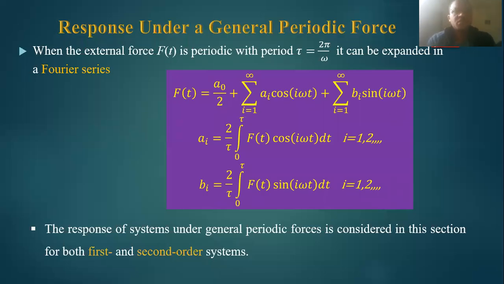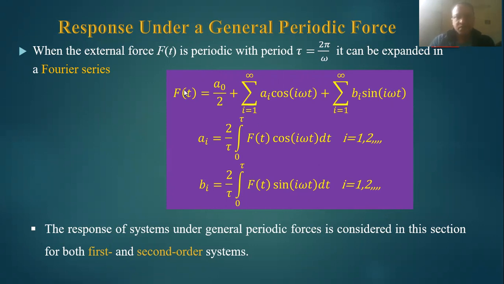This is the continuation of mechanical vibration response under general periodic force. So we have seen the introductory part of this portion in the previous lecture. So let's continue from the point where we stopped. When the external force F of t is periodic, with the time period equal to 2 pi over omega, it can be expanded in the Fourier series.